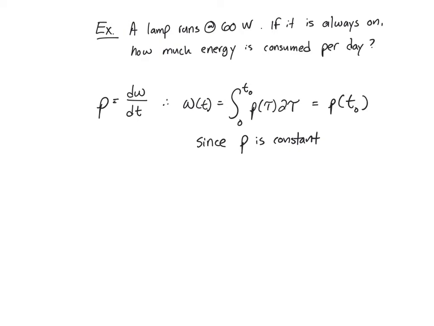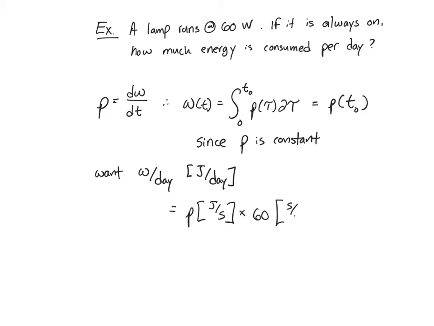Okay, so we want energy per day. So that's going to be in units of joules per day. So we can do this a few ways. We can just apply unit conversion techniques to compute this. In other words, multiplying power times time in order to get the units of per day. See that work per day is equal to the power, which is in units of joules per second, times 60 seconds for every minute, times 60 minutes in every hour, times 24 hours in the day.